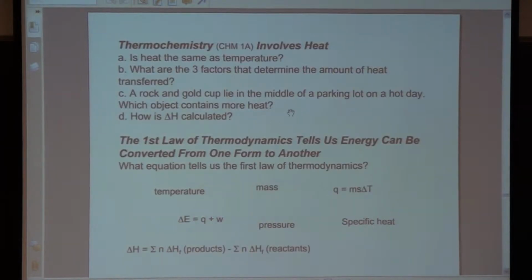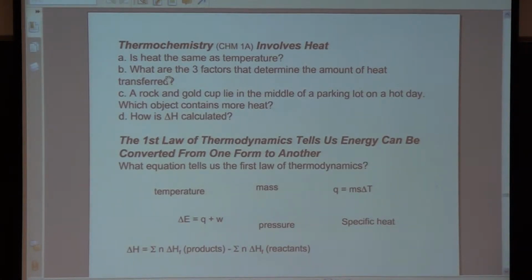Okay, so let's talk about this one. In Chem 1A we talked about thermochemistry. As a review, is heat the same as temperature? Why don't we do this? I put some answers down here. So is heat the same as temperature?